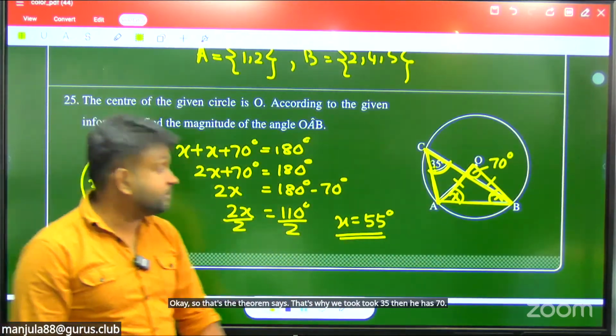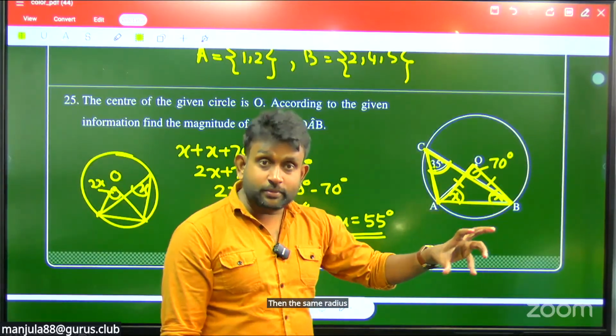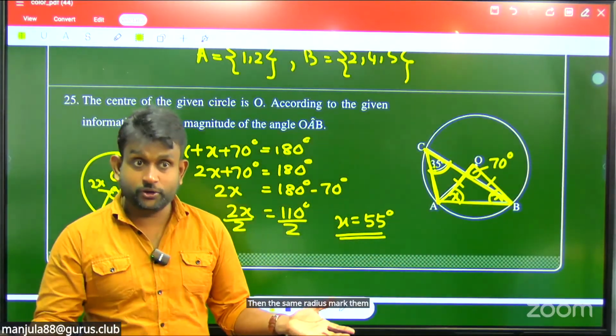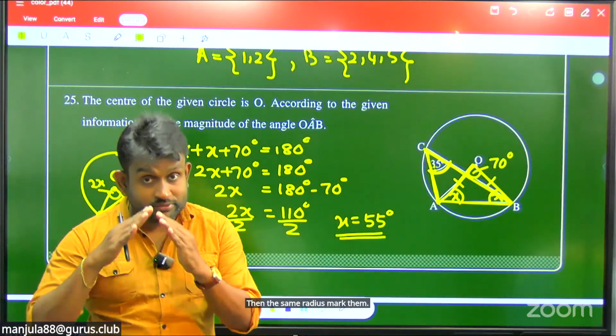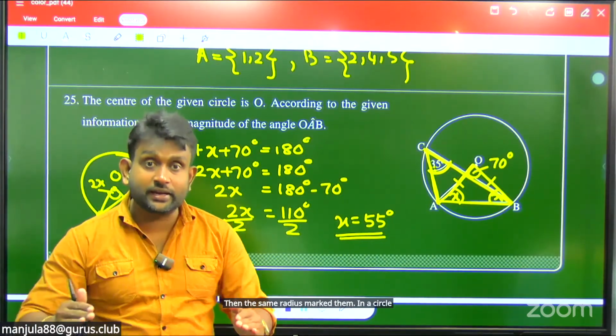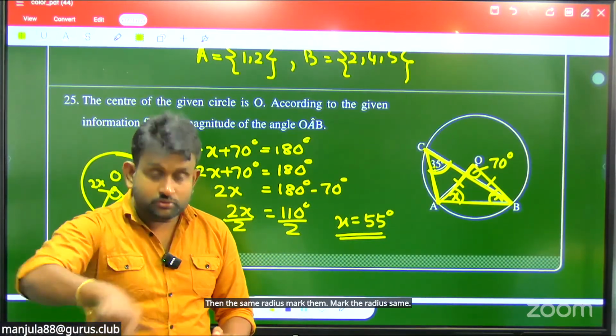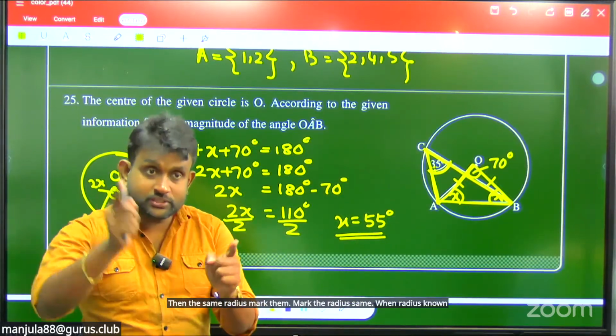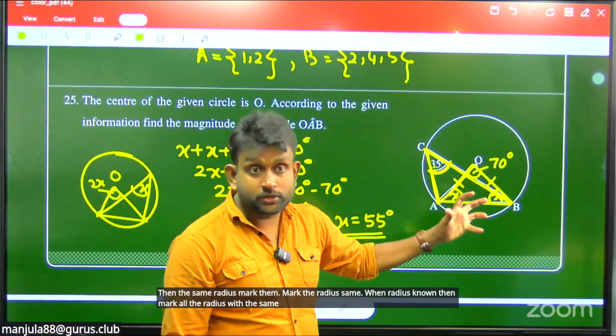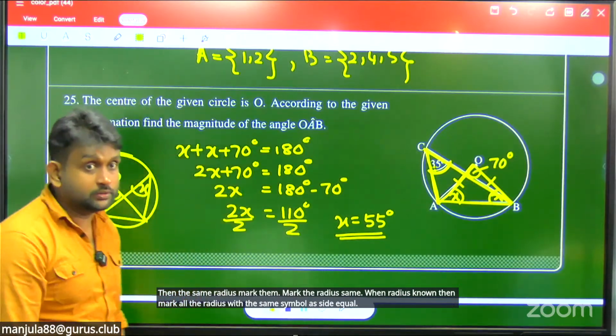Then mark the same radii. Some people don't mark these because the question is visible, but in circle geometry, mark the radii the same. When the radii are known, mark all the radii with the same symbol as sides equal. Then the question will be open.